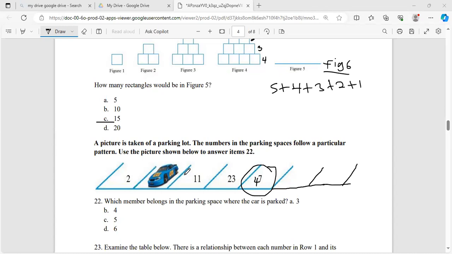Because I looked at it and they're odd numbers. But 5 is not the only odd number. You have to pick up the pattern, guys.